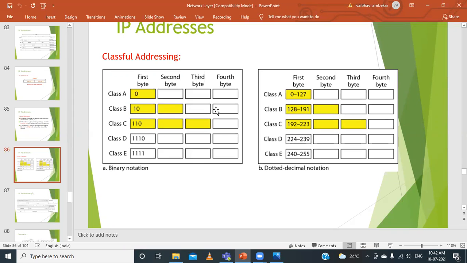Are you all getting it? So these are the different classes that we can have in the IP addresses.